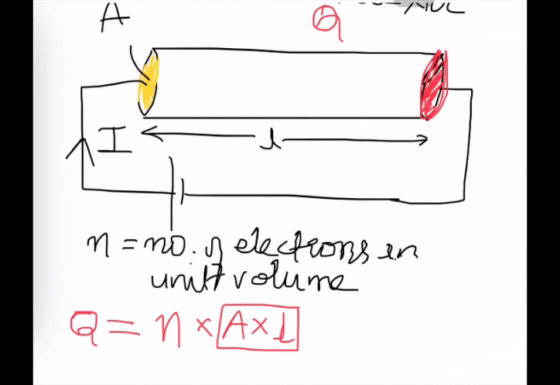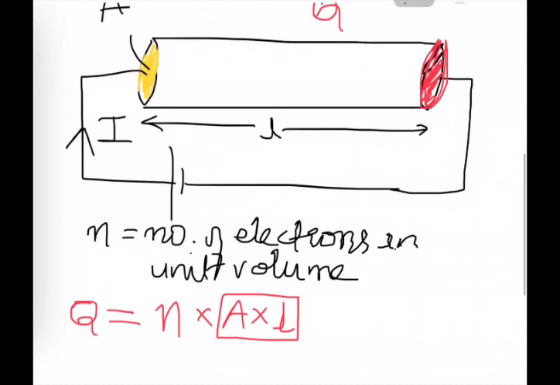So the total charge flowing through the red colored cross section is the number of electrons per unit volume into the volume of the wire. What's the volume of the wire? Area of cross section into length, multiplied by the charge on the electron.